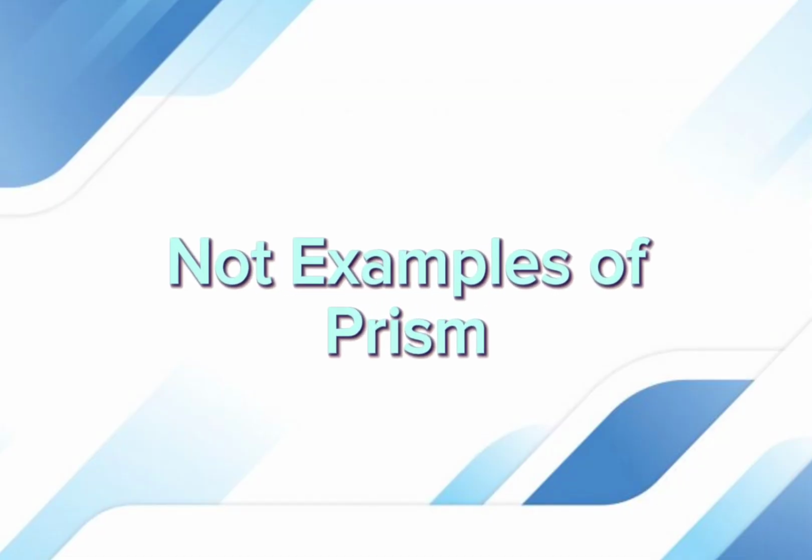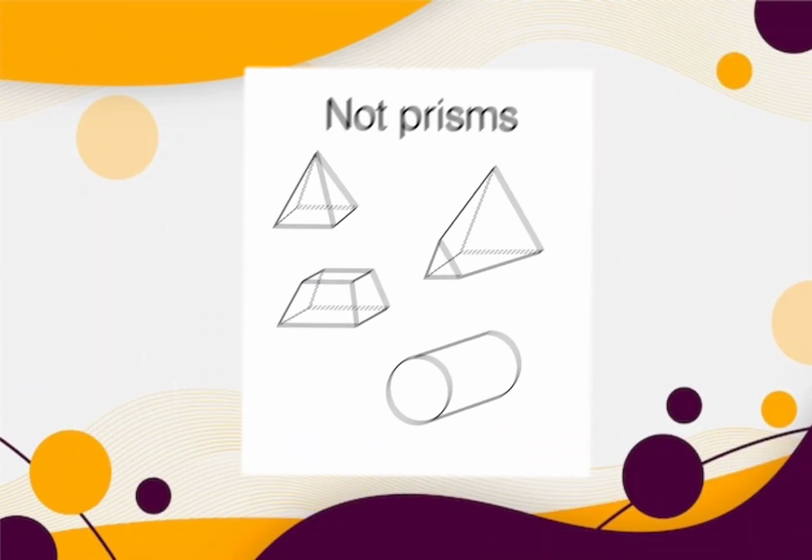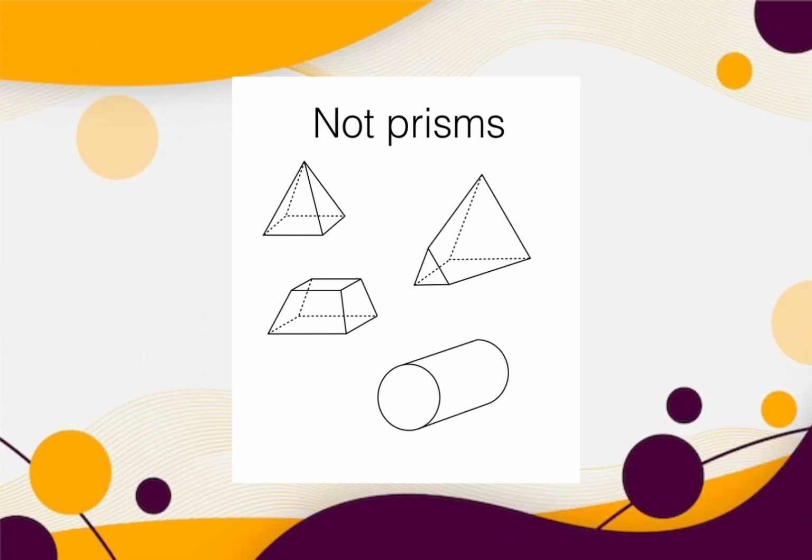And also some non-examples of prisms. But why? It is because, for example, this figure has identical parallel ends but has a curved surface. That's why this is not a prism. The ends are flat but the surface is curved. Remember the definition of a prism: a three-dimensional shape that has identical parallel ends and all flat faces.